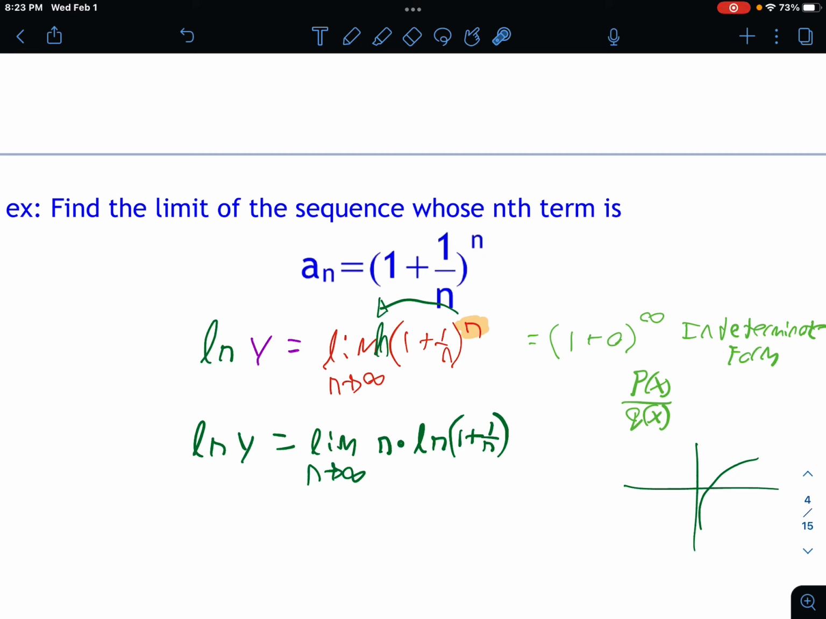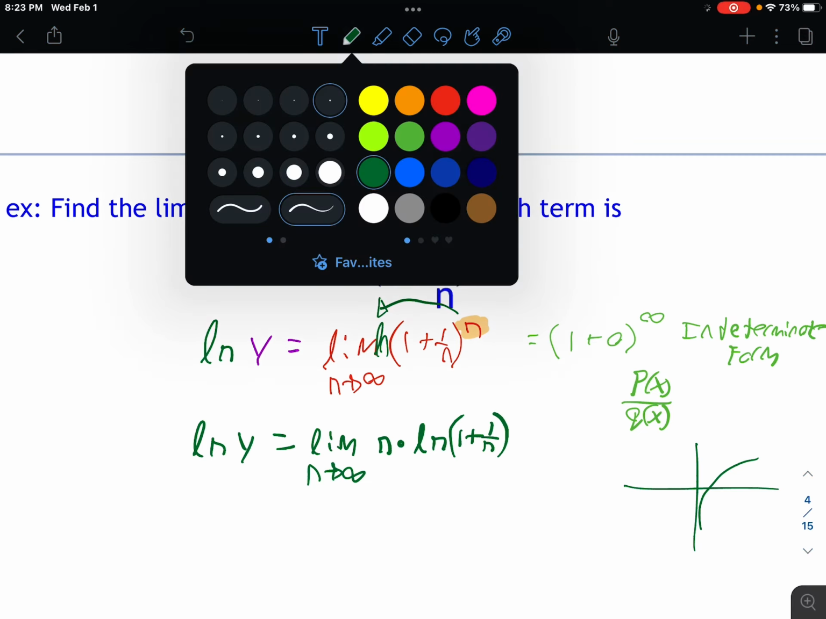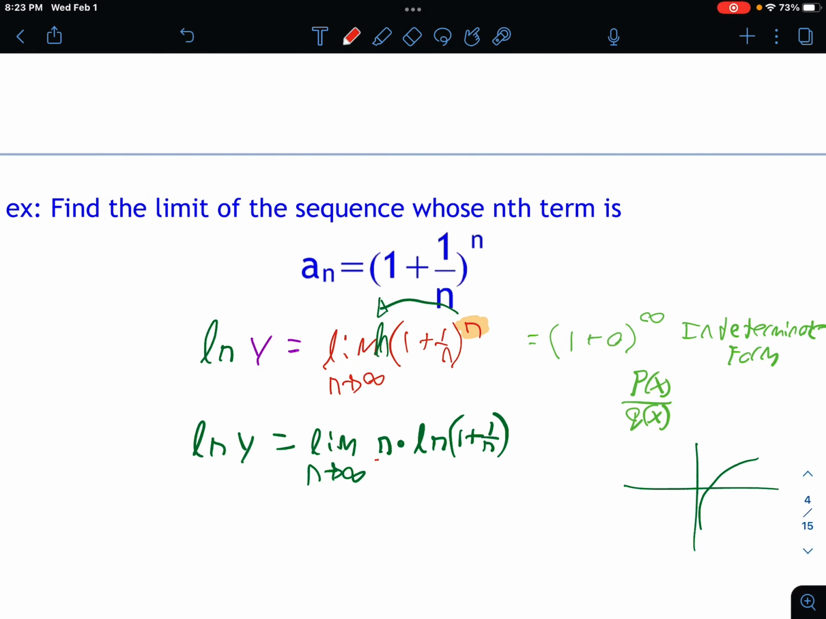So what we have to do is try to rewrite it in another form. What we're going to do is put n over 1. And just like when we divide two fractions, you multiply by the reciprocal, we're going to go the opposite way. We're going to take the reciprocal of n over 1 and divide by it. And we're going to be left with ln of y is equal to the limit as n approaches infinity of ln of 1 plus 1 over n, which I'm going to write as n to the negative 1 power, over 1 over n, which is also n to the negative 1 power. And you guys are going to see in a minute why I wanted to do that.